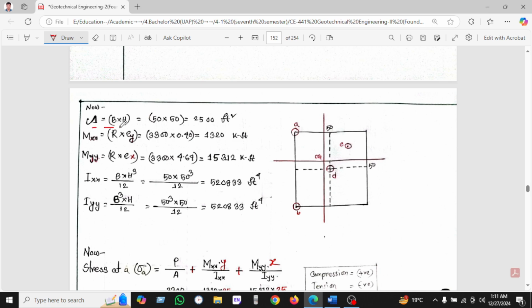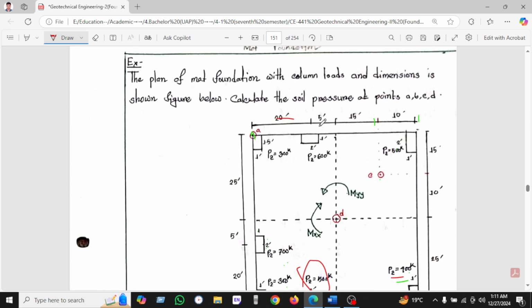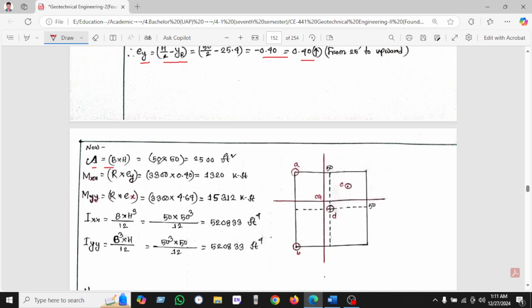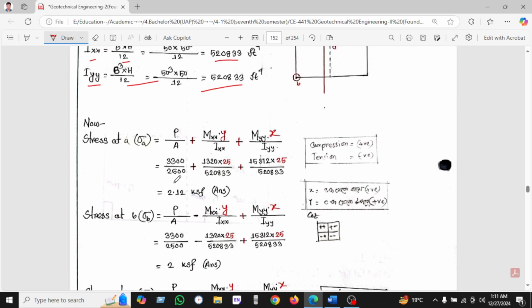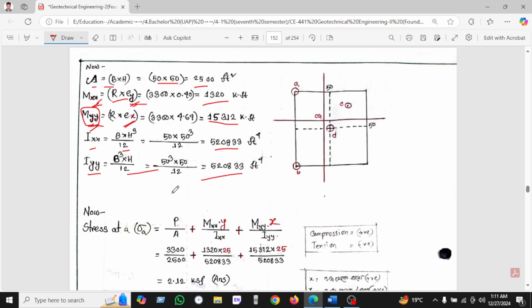Okay, let's see. So we know B into H. B is all given, we know 20, and all the equations we know, and 50 into 50, and the value will be 2500. Mx equals R times ey, and found 1320 kip-feet. And for My, we have to keep in mind that when we calculate My, we take ex, and when we calculate Mx, we take ey, and found 15315 cubic feet. And Ix equals bh cubed by 12, and Iy equals b cubed by 12, and found these below. Okay, now we'll calculate the stress in various directions.